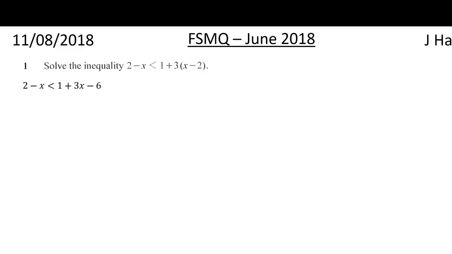But expand the bracket so you get 3x minus 6, and then we'll move on. It's very difficult. So 3x minus 5. So 7 is less than 4x. Therefore, x is greater than 7 over 4. Nice easy 3 marks there.